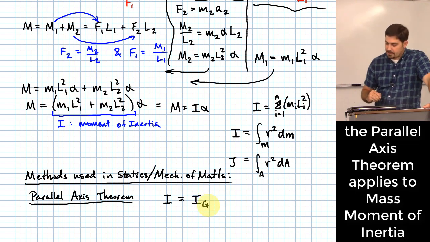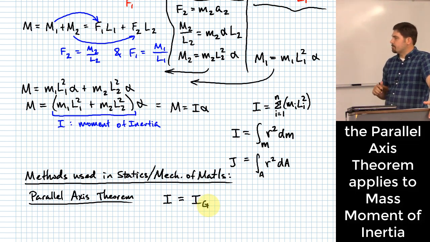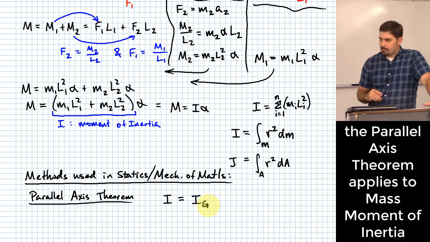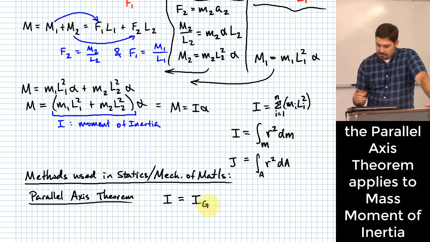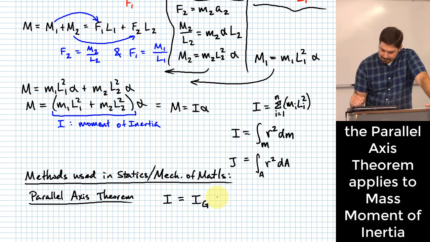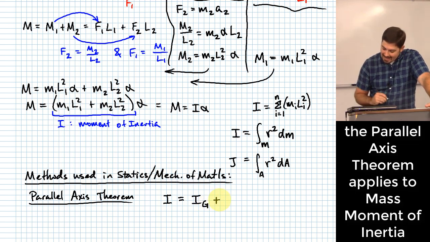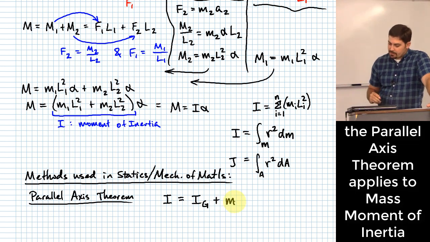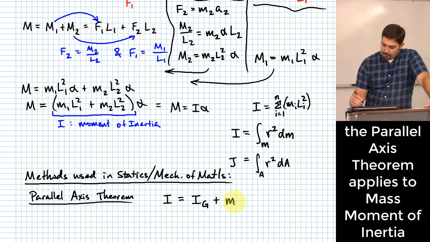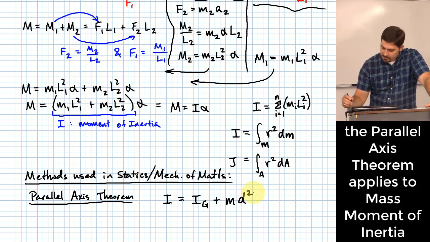the notation they a lot of times use in this book is just put a little g as a subscript for a moment of inertia about an axis going through the center of gravity. To this, you would add a product of the mass of the object you're trying to evaluate multiplied by the distance between the two axes squared. So here's what that means.